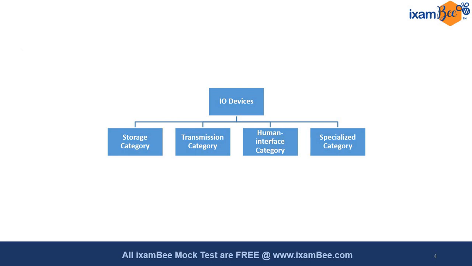Then human interface categories like monitor, keyboard. Basically, the humans are going to interact with these things. Specialized categories like joysticks. So basically, all the devices which are IO devices can be categorized under 4 pillars, and these are those 4 pillars.